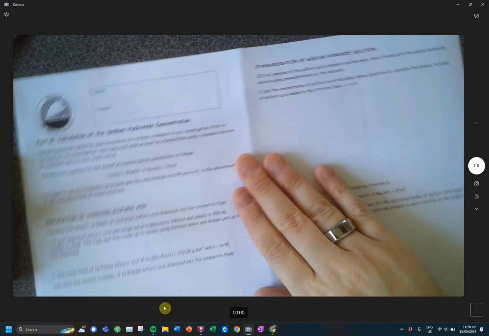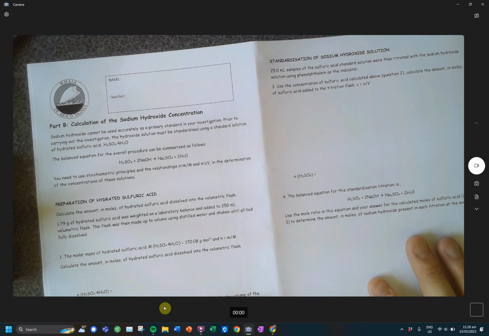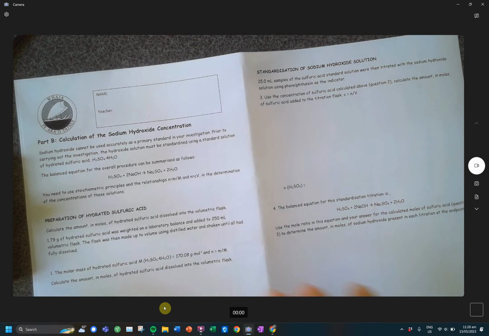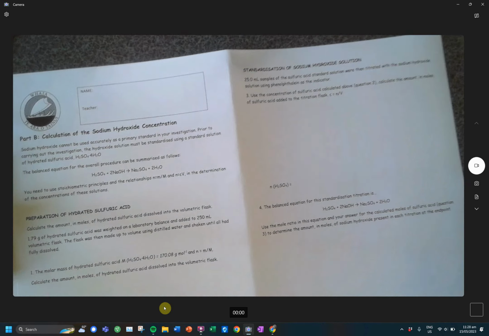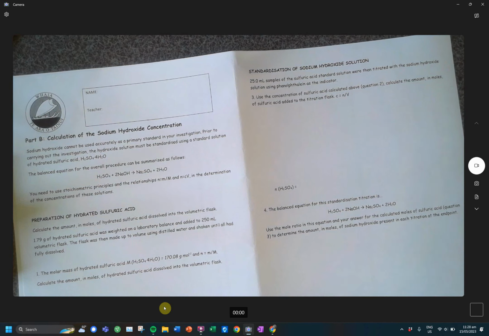Okay. So, what we are looking at is part B of our titration assessment. So basically, we've done our first part. We've collected our data. We've made a method. I'm just trying to think what's the best order for me to explain this to you guys. I'm going to dive into it first and then talk about the marking schedule next.